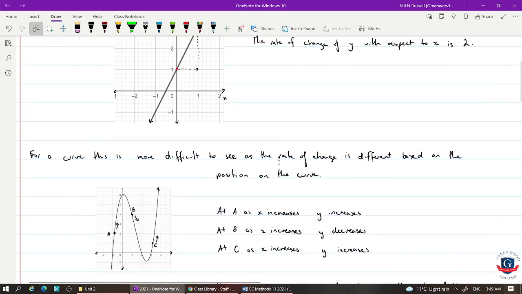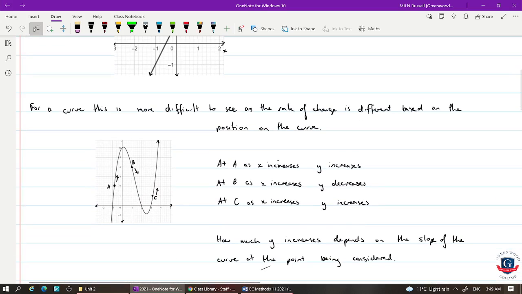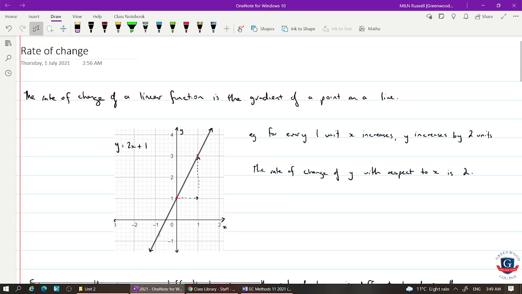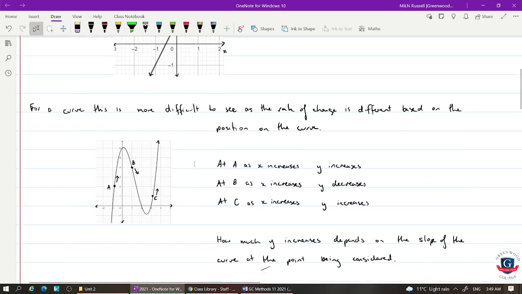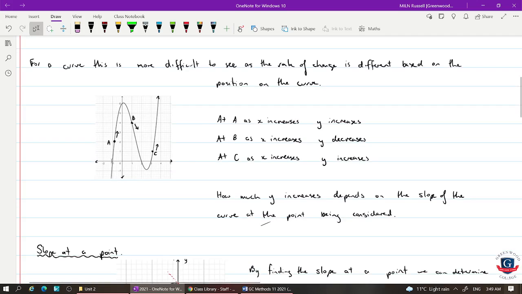It gets a little bit more complex when we look at a curve, because as opposed to our linear function where it doesn't really matter where we start, y is always going to increase by 2 units for every unit that x increases. With a curve, this isn't the case. In some places it's going to increase, in some cases it's going to decrease, in some cases it's going to increase by a lot, and in some cases by a little.